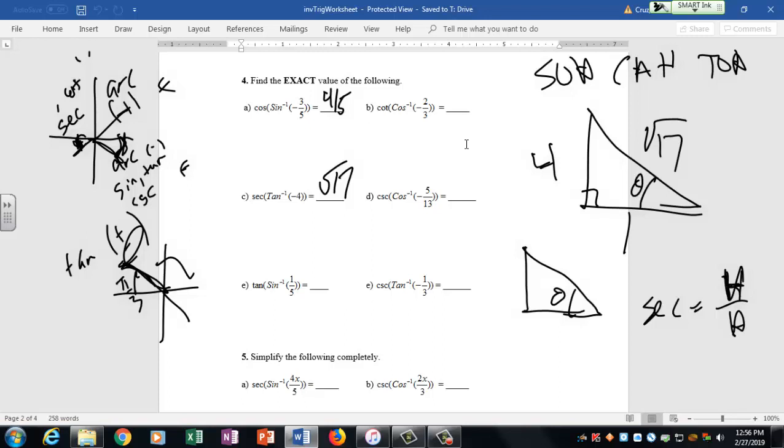Sine 1/5 is opposite over hypotenuse, which makes this square root of 24. Do we agree? Tangent is opposite over adjacent, so this is 1 over the square root of 24, which is the square root of 24 over 24. For those of you that are so inclined, square root of 24 is 2 square roots of 6, and that would be square root of 6 over 12.